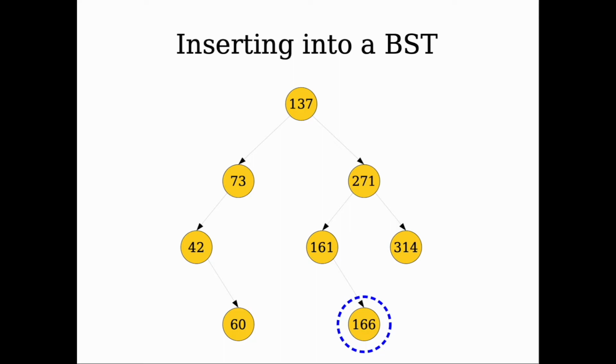So, for example, if we wanted to insert an element na 166 into the tree, we search for their location as if nag-exist siya doon sa tree. So, by traversing the tree from the root, we can compare again kung saan siya dapat ilagay. So, if 166 yung key natin, we know that dapat nasa right side of the tree siya.